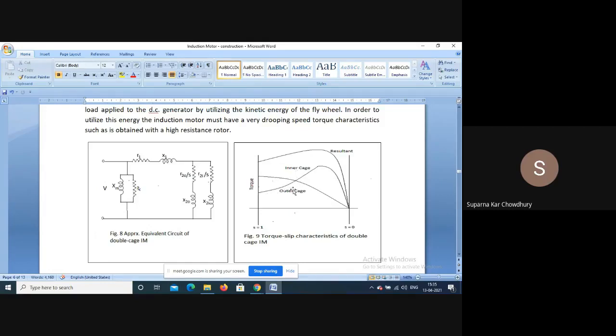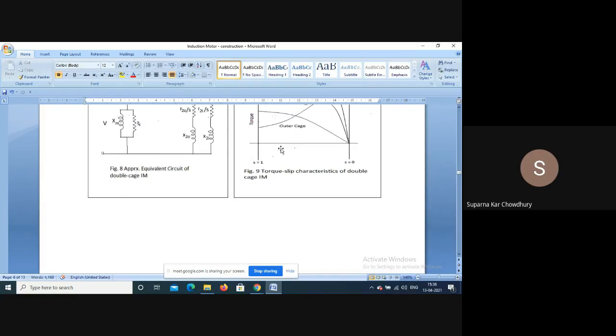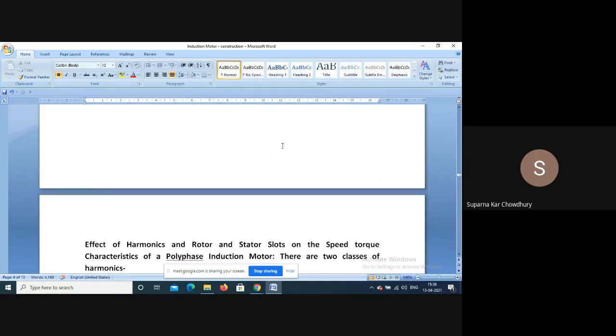Now, the characteristic can be obtained like this. If it is an outer cage, then it has a higher resistance, so this is the high resistance characteristic. For the inner cage, this is the normal induction motor characteristic. These two are added, so this will be the resultant characteristic of the double cage induction motor. Which type of motor we should use will depend on the application.